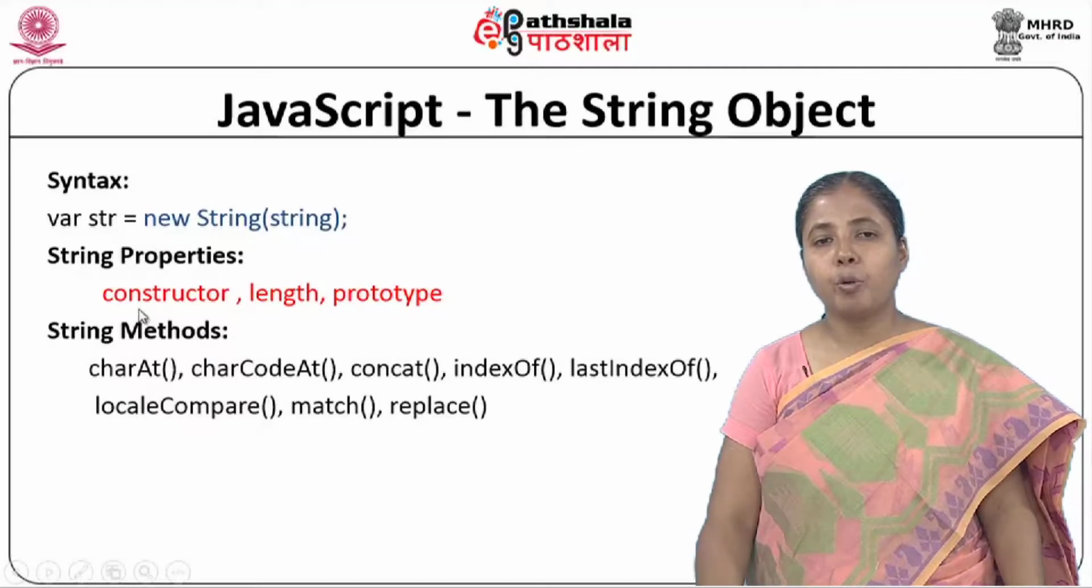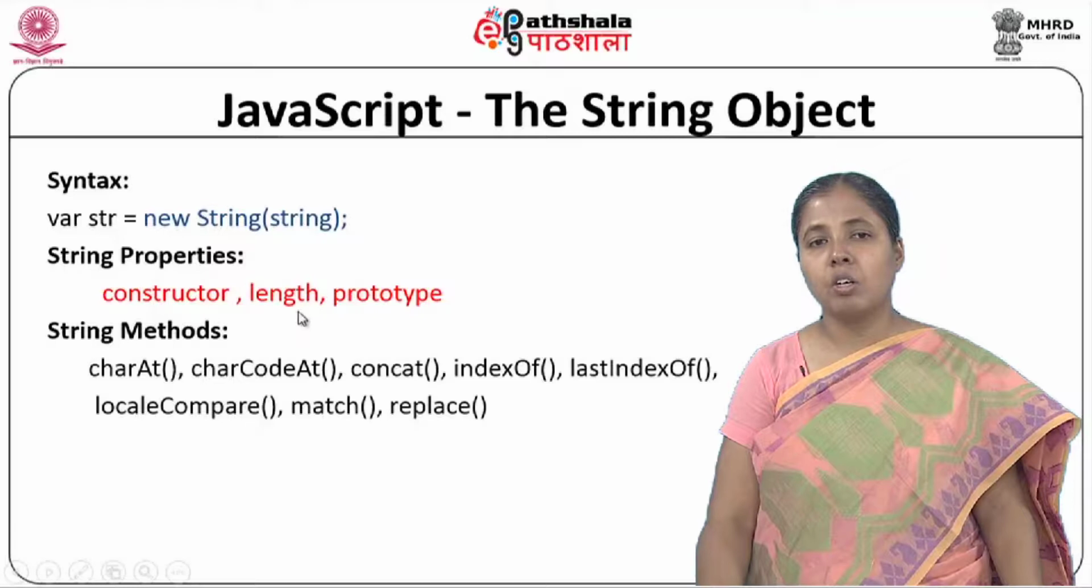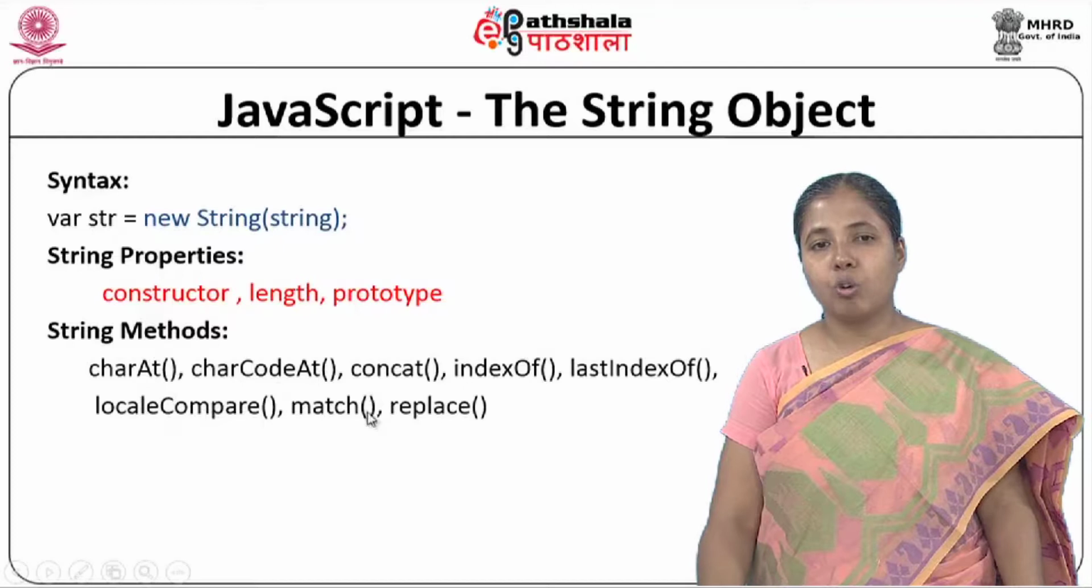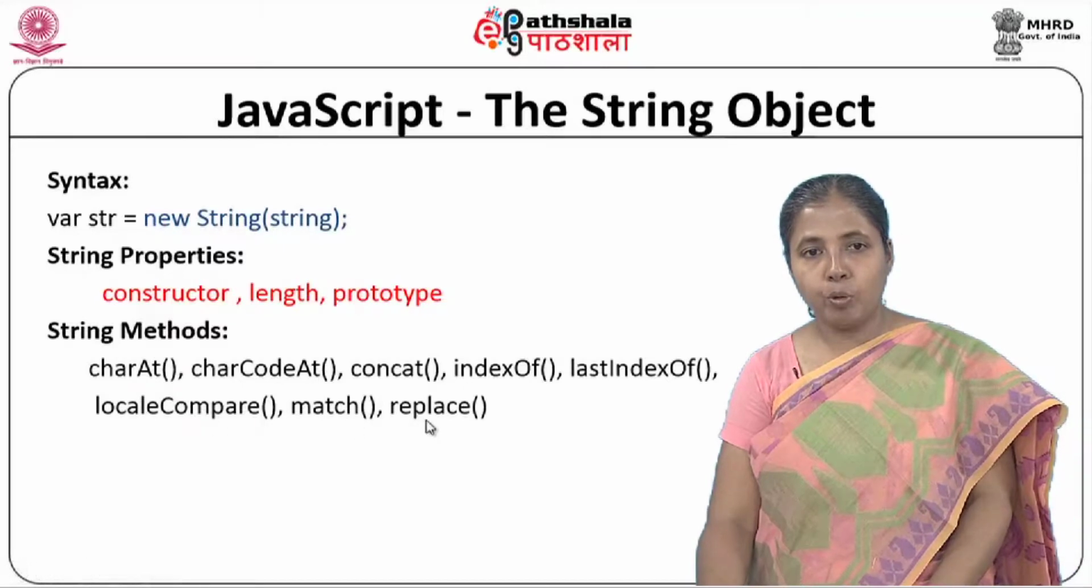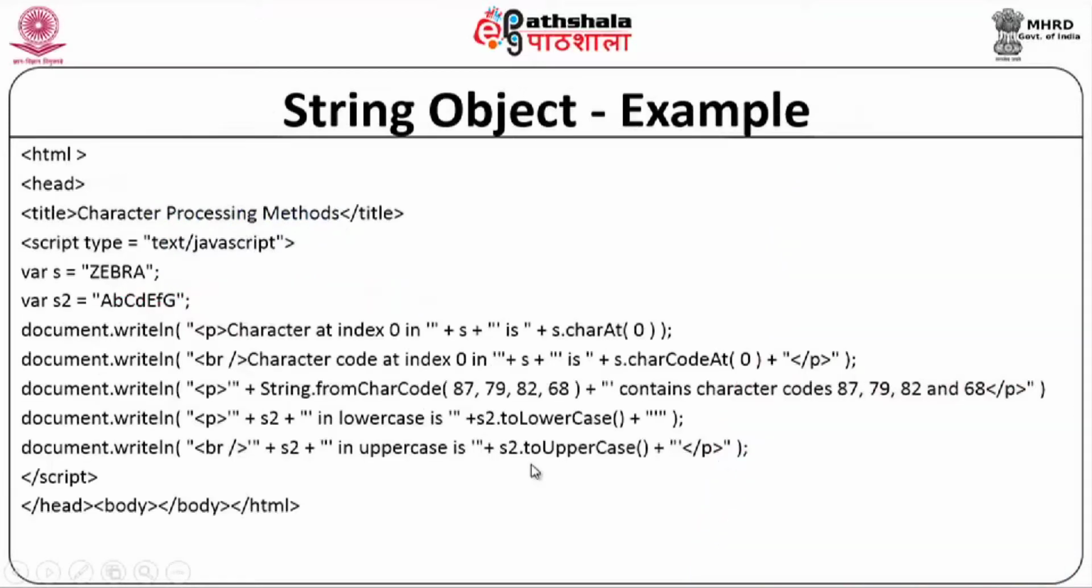The properties supported for the string object are constructor, length, prototype. There are other properties also, some of them have been listed here. And the methods are charAt, charCodeAt, concat, indexOf, and the other methods are given here. We can see an example to see how these methods are going to work.